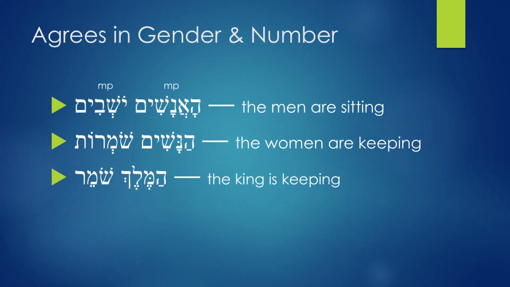Let's look at more examples. But now let's see how participles agree in gender and number with their subject. In the first phrase you have Ha'anashim yoshvim. Yoshvim is the participle. It's an active participle. How do you tell? Because of the holem on yod, yo, that holem on yod is pointing to a participle.